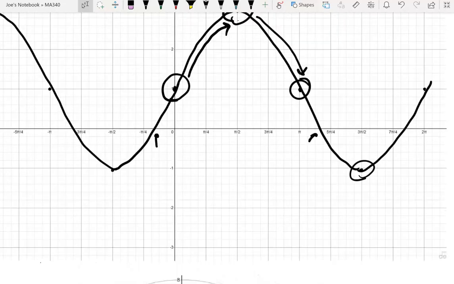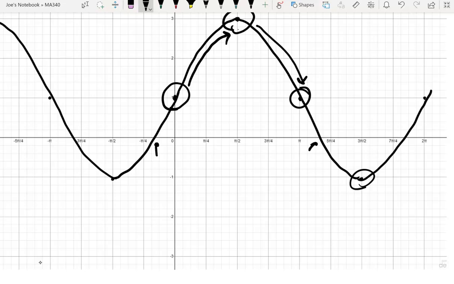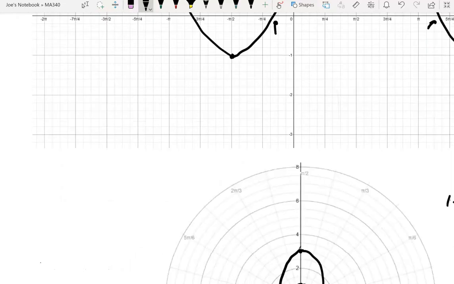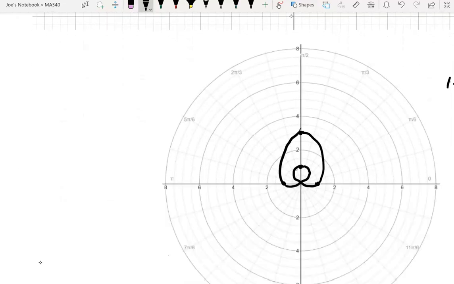But notice over here, if you went from negative pi over 2, well, let's do it this way. If I'm over here at negative 2 pi, that's the same thing as being at 0. And you would still be increasing around, decreasing down, going through the pole. And it's just going to end up tracing over itself over and over again. Other questions?